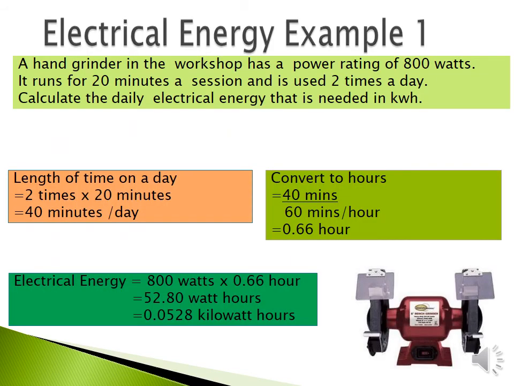Here, electrical energy. Example first, the statement is: a hand grinder in the workshop has a power rating of 800 watts. It runs for 20 minutes, time is 20 minutes and power is 800 watt, a session, and is used 2 times a day. Calculate the daily electrical energy that is needed in kilowatt hour.